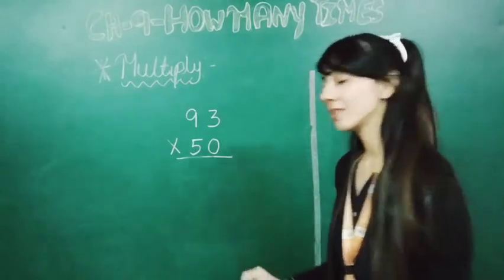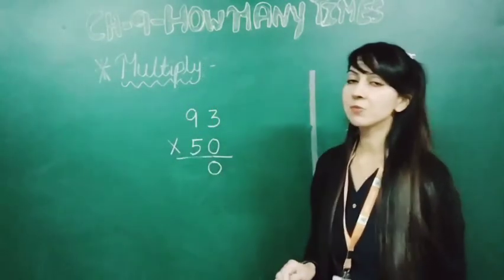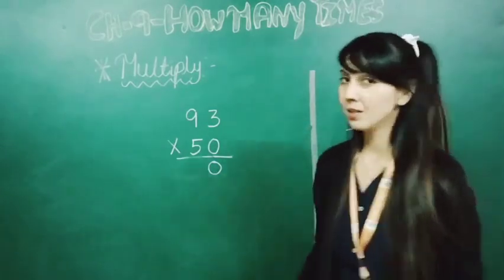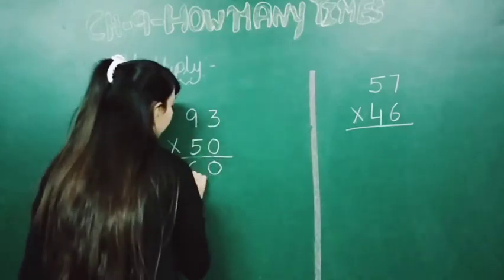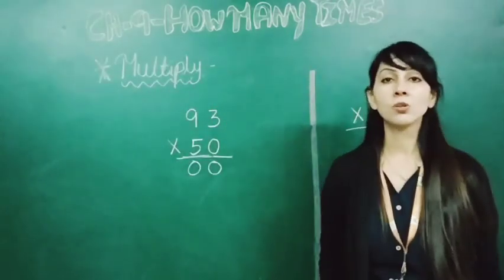Here we will write 0. Now cross multiplication, we will see 0 into 9. So the answer is 0 only, because as you know, any number multiplied by 0, you get the product 0 only.